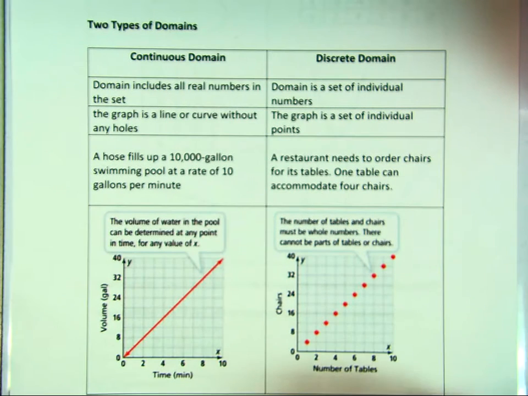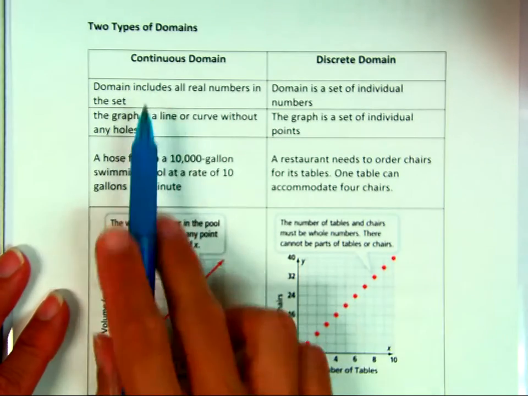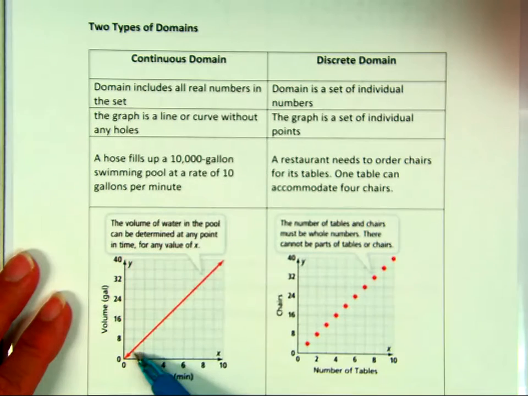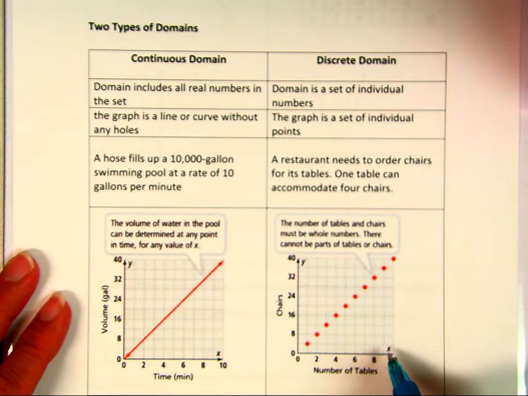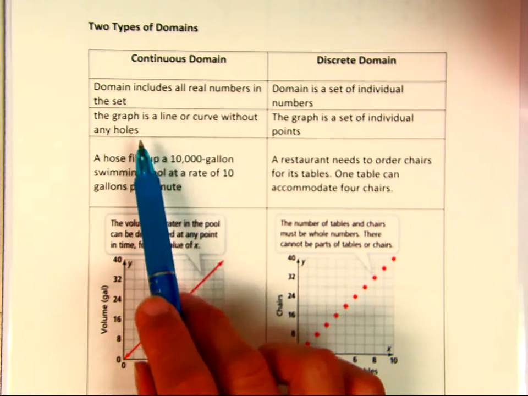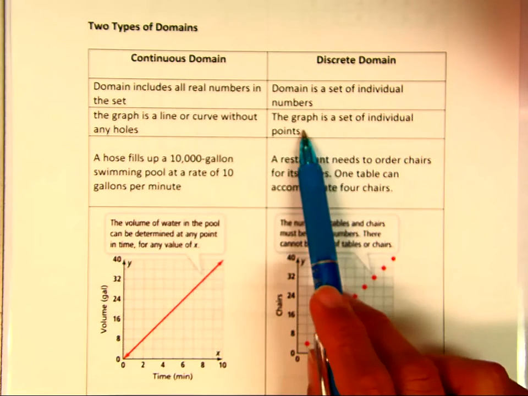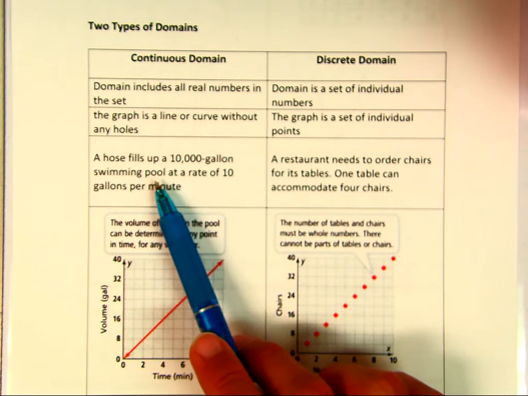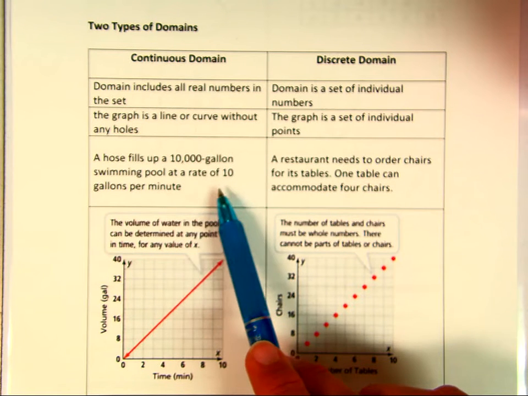Now, there's different things in life that would be continuous and different things in life that would be discrete. We're going to talk about those two examples. But a continuous domain includes all real numbers in a set. So all the real numbers forever and ever are included in that set, whereas this domain has individual numbers. So those would be separated by commas, is what we did the other day. And so the picture would look like a graph or a curve without any holes in it. And this one would look like a graph of just individual points. And here are some examples. So if you had a hose and you had to fill up your swimming pool, it was 10,000 gallons, you would put the hose in and it would fill up at a constant rate.